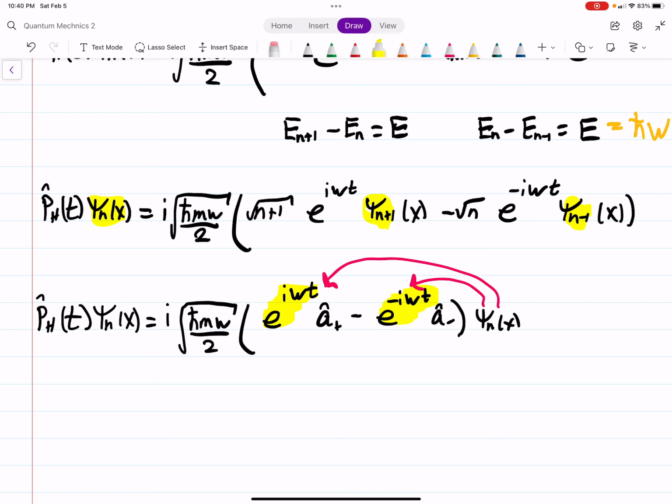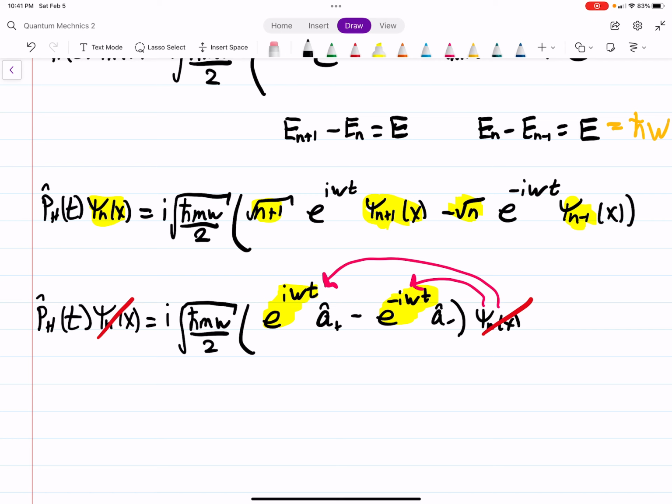Well, you're going to get an n+1 for the first term, and it's going to go up a state. And for the second one, you'd get a minus n and the state below it. So I've just rewritten this in terms of our raising and lowering operators. Hopefully that makes sense. And I did that for this very reason, in case you're like, why'd you do that? Well, so I can do this. All right, so this is a very good start.